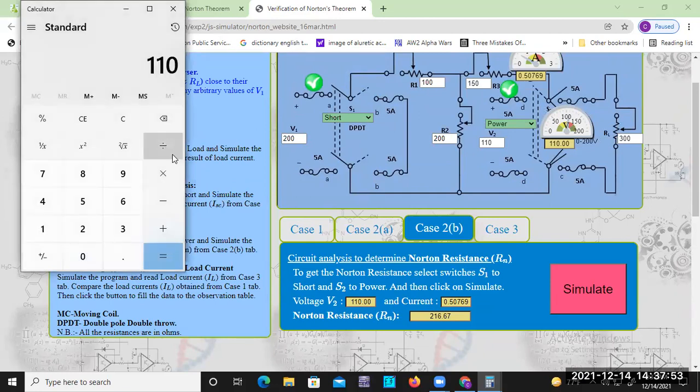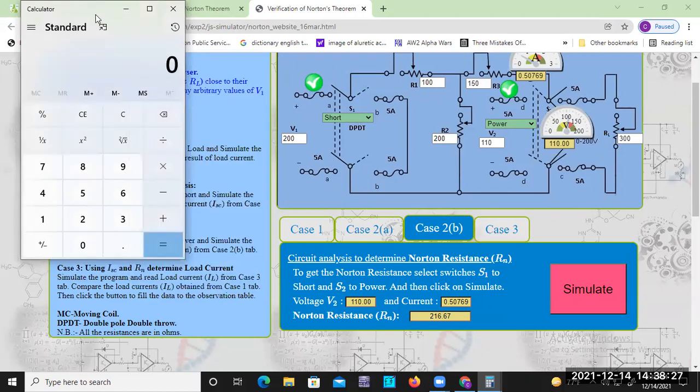If you put this resistance, voltage by this current, the voltage is 110 divided by this 0.5076. You can find that it is 216.667, adjusted up to 67. So this amount of resistance is there. This is called the Norton resistance, or you may say this is the internal resistance.